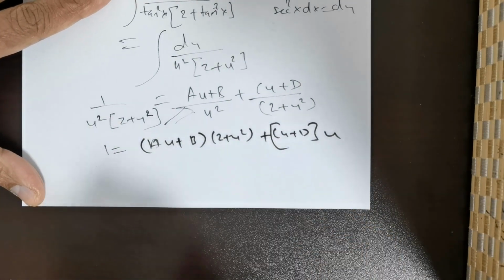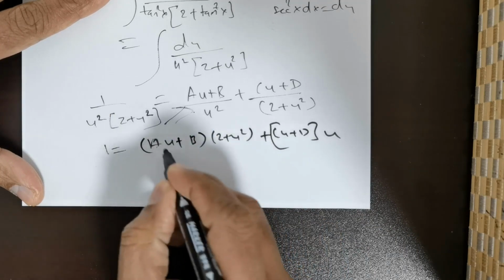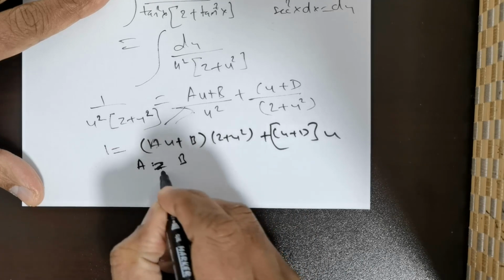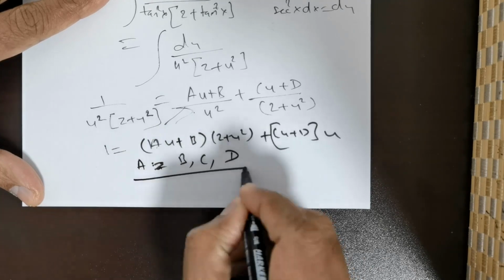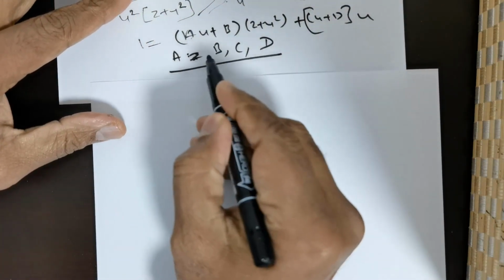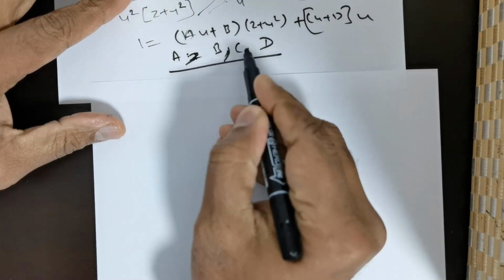We will have to find the values for a, b, c and d. So let me proceed in that fashion. I hope this is clear. This is a, b, c, d.